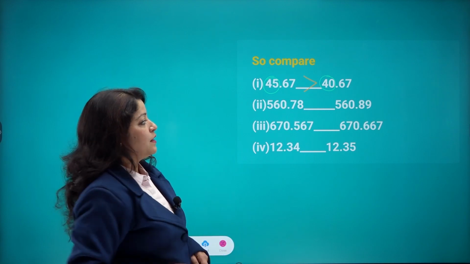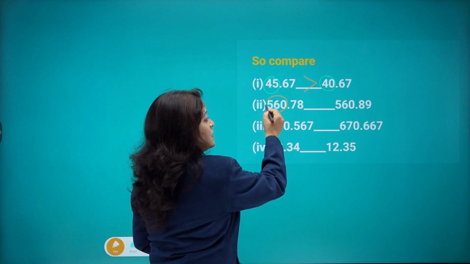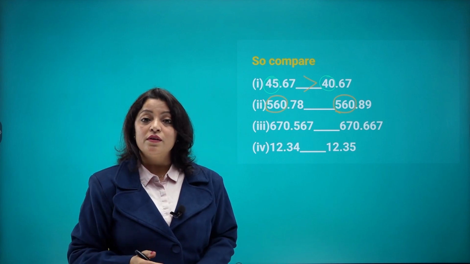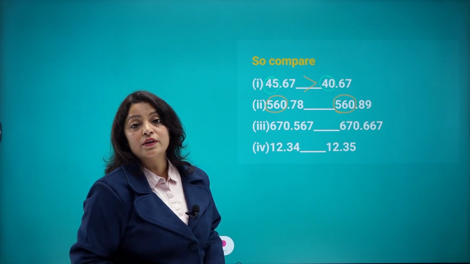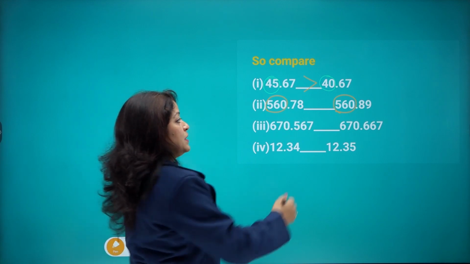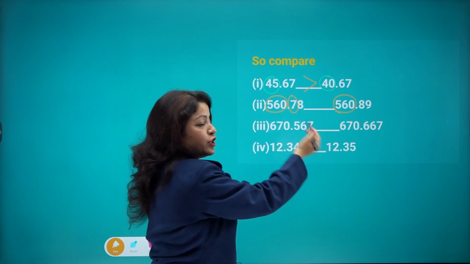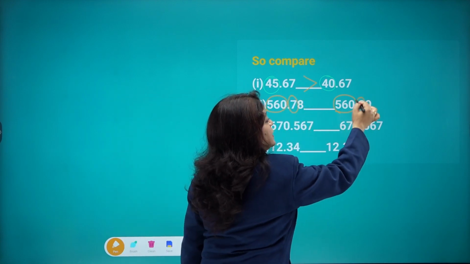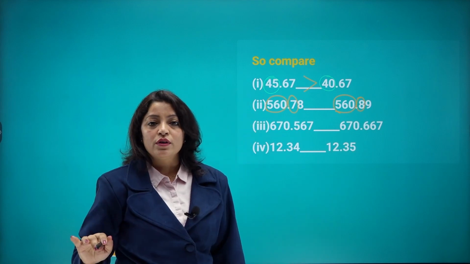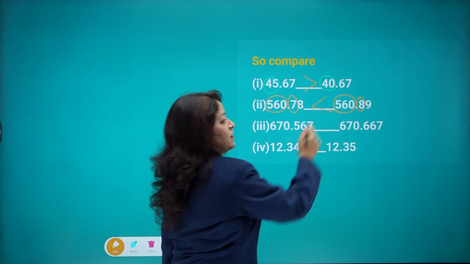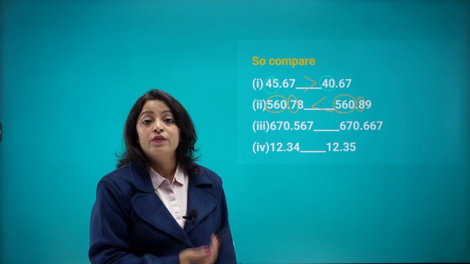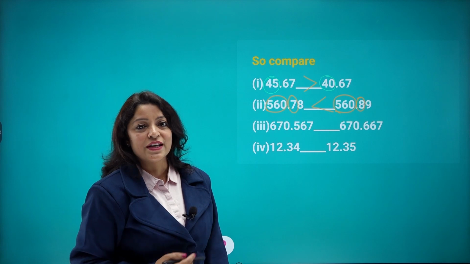For example, in the second part, we have 560 as the integral part on both sides. Now, both the integral parts are equal, so we will compare the decimal parts, one digit at a time. That means we compare the first digit to the right on each side, and we see that 8 is greater. So without any ifs or buts, we can simply say the number 560.89 will be greater than the number written on the left side.